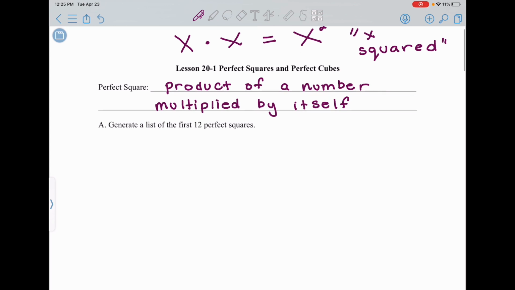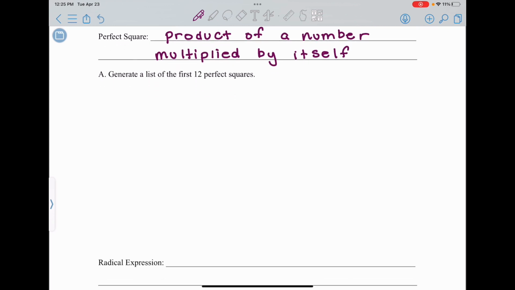And so in part A, we are going to start to make a list of our first 12 perfect squares, because these are numbers that I want you to have memorized. They're going to be important for what we do in this chapter. So let's start with 1 squared. 1 squared is 1 times 1, which equals 1.